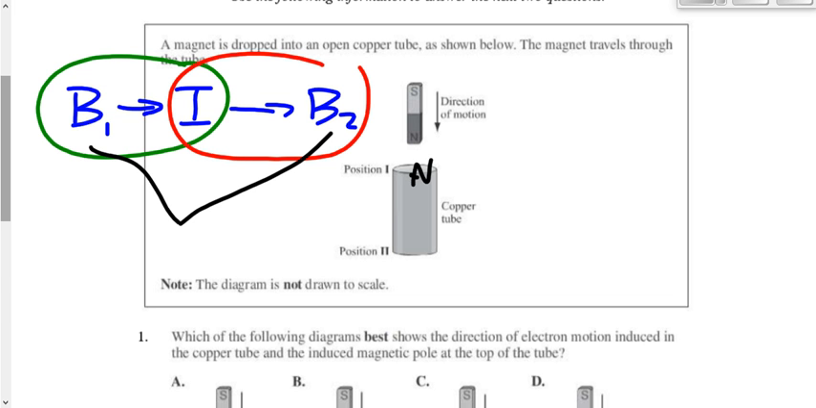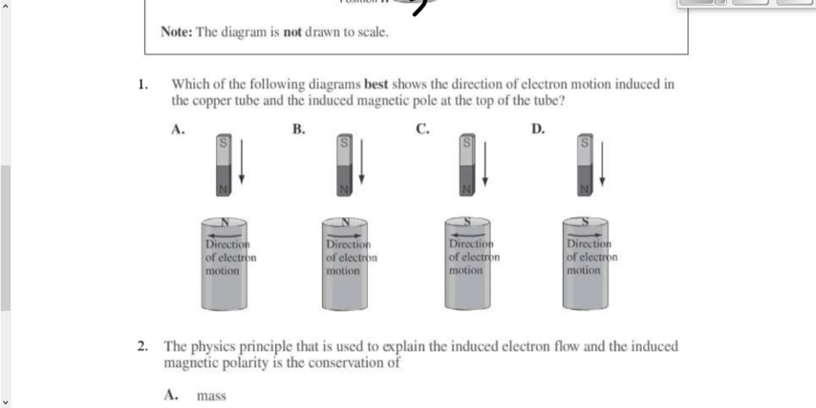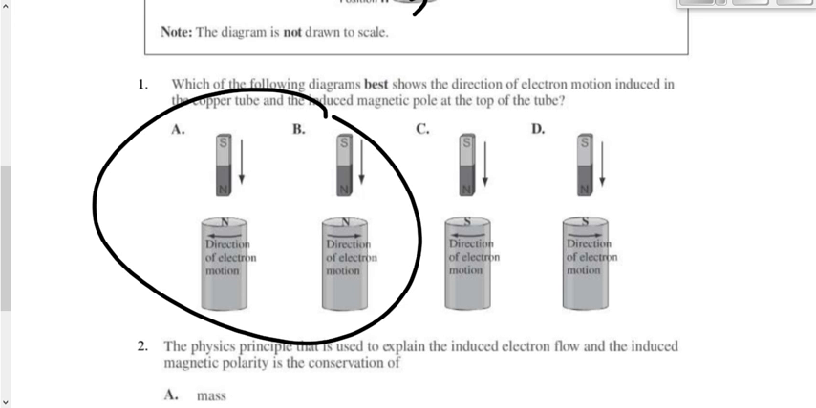It's going to be north because a north pole repels north. Now remember, we're not necessarily looking for repelling, but if it's coming towards it, it has to be repelling. Bottom line is it has to oppose it. If we were pulling this magnet upwards, then we would have to have a south pole here to attract it to oppose the motion. But that's not what we're doing. We're pushing it downward where gravity is. So that's going to be a north, that's going to be a south. That leaves us with either A or B as the correct answer.